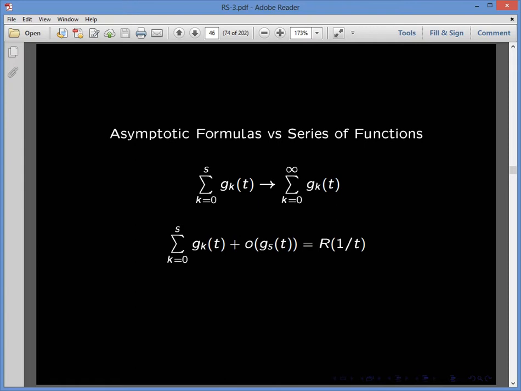So again, for a series of a function, t is fixed and s is approaching infinity. It's sometimes very difficult to determine whether it even converges or not. And here, s is fixed. It's just about one part of the behavior. So usually there's no issue of convergence at all. So this is the stark difference in here.